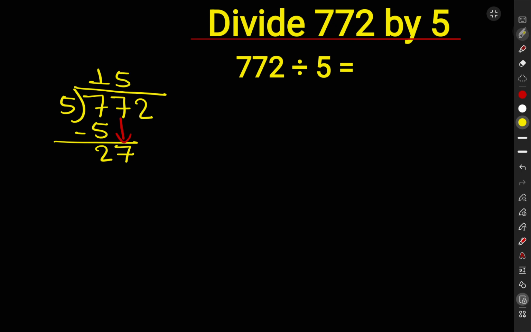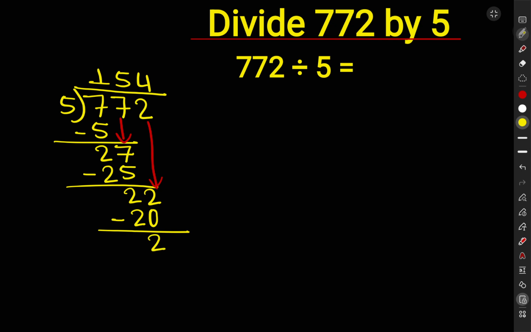5 times 5 is 25. On subtracting we get 2. So again we put down these 2 and it is 22. 5 times 4 is 20. On subtracting we get 2.